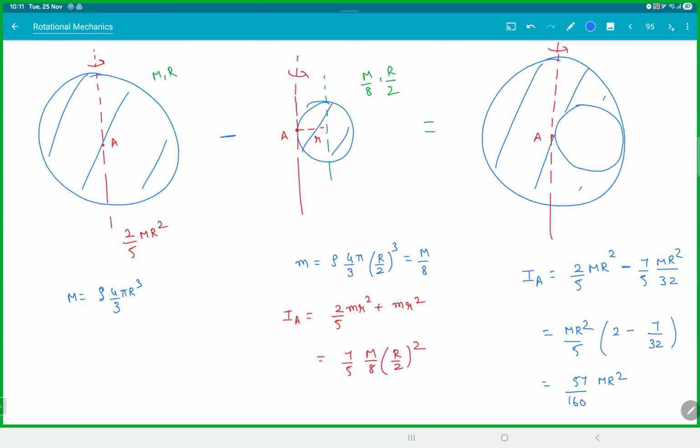Next one. Any doubts on this? Definitely check this stuff out again.